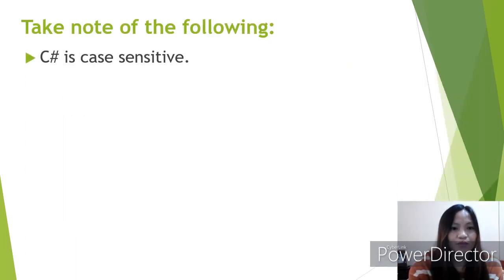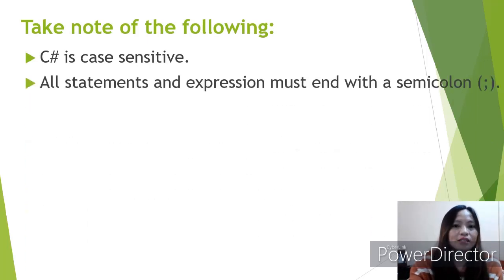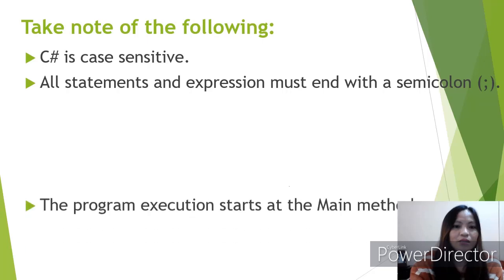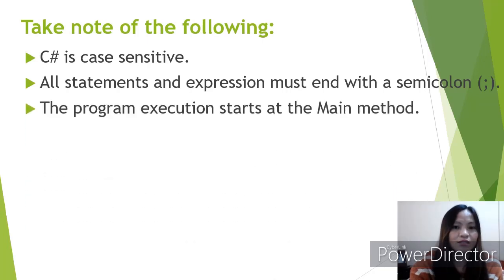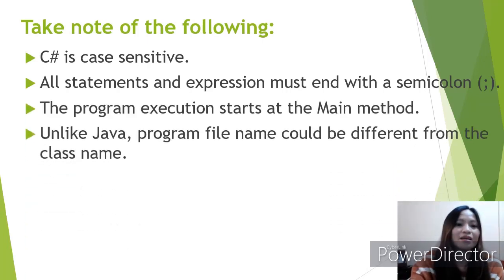Take note of the following. C# is case sensitive. So if it's lowercase, it's lowercase. If it's title case, then it's title case. The keywords are lowercase. The events and methods are title case: the first letter is uppercase, the rest are lowercase. All statements and expressions must end with a semicolon. The program execution starts at the main method. Unlike Java, the program file name could be different from the class name.